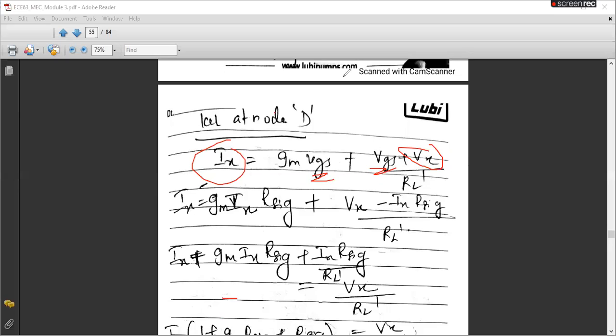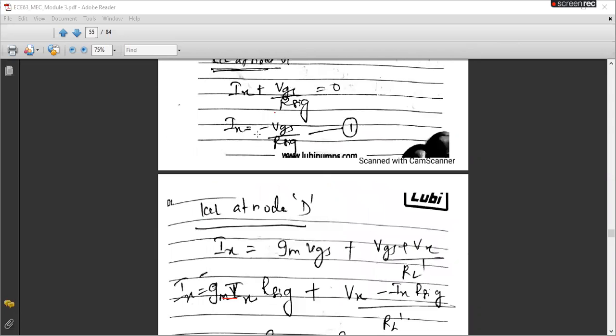So you need to replace that VGS in terms of Ix that we already got from the previous equation number 1. So instead of VGS, you can write minus Ix into R sig. Let's multiply it. So from equation number 1, you can write VGS as minus Ix into R sig, that you are going to substitute here as well as here.